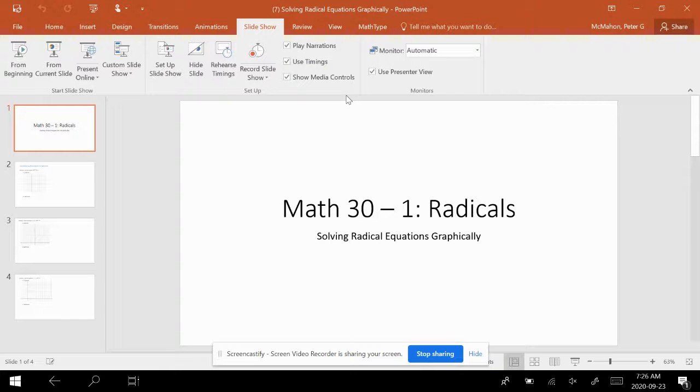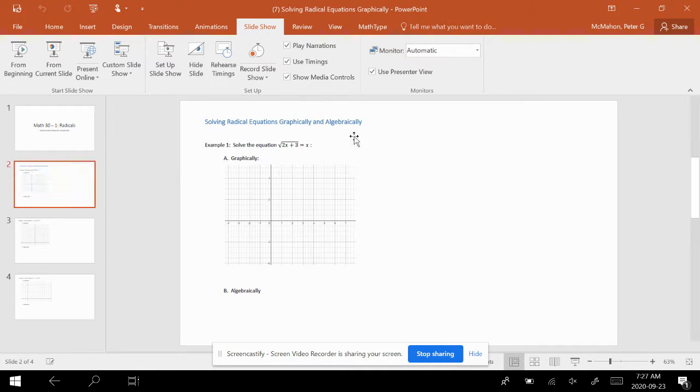All right, so we're moving on in our radicals unit. Last topic we're doing is called solving radical equations graphically. All right, here we go. For the first example, it says solve the equation graphically and algebraically. So we're going to solve this one graphically first.